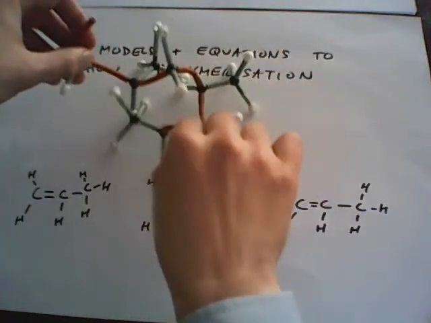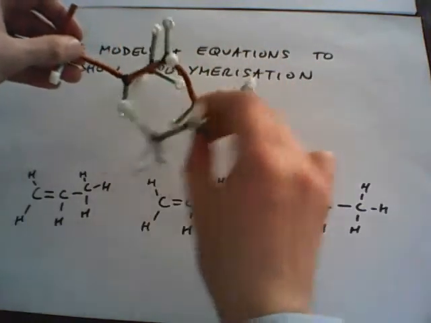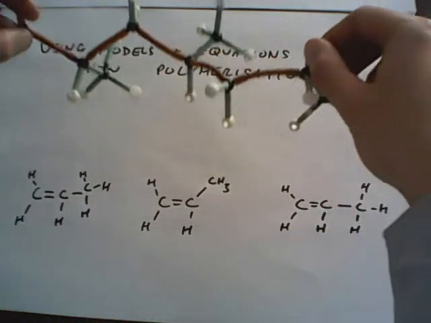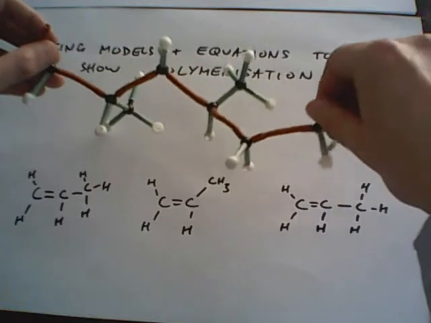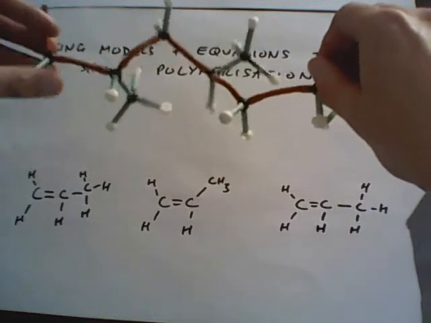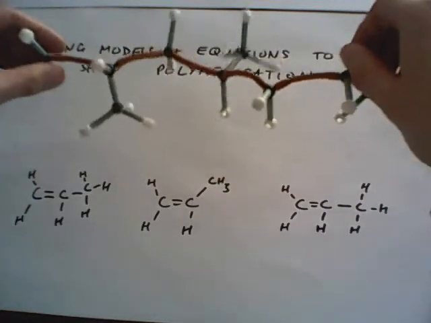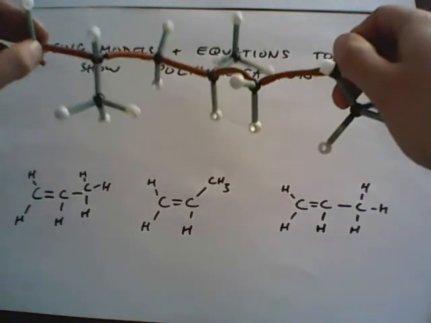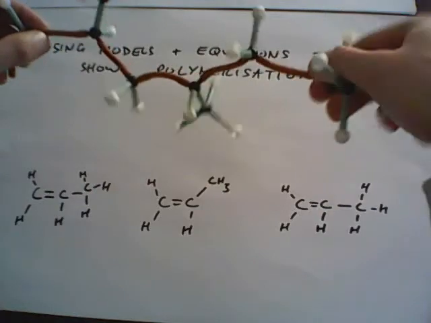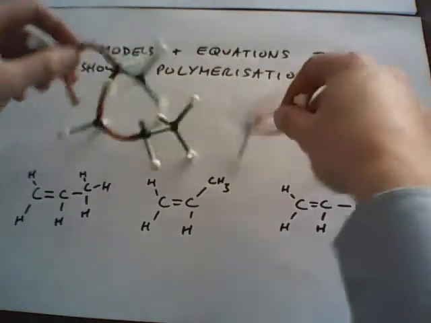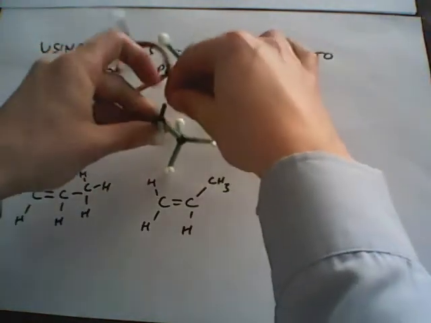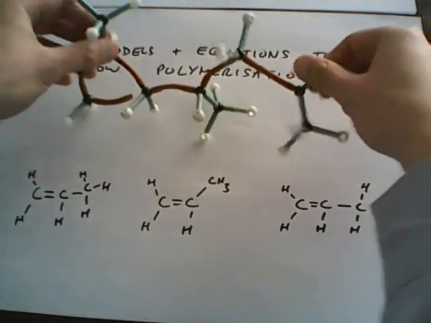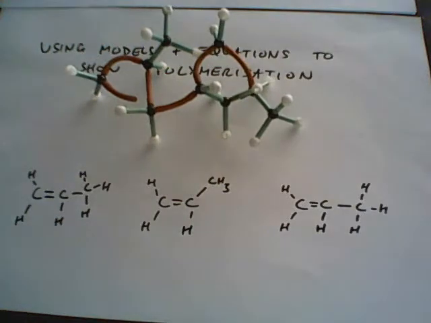Now if I untangle this and find the 2 ends and show you what it looks like, I've got a long chain. But it's a bit different to the chain in polythene, because this time I have these CH3 groups sticking off the chain. Okay, so there's one there, there's another one here, and there's a third one towards the end. Okay, so I need to try and draw out what that polymer chain looks like.